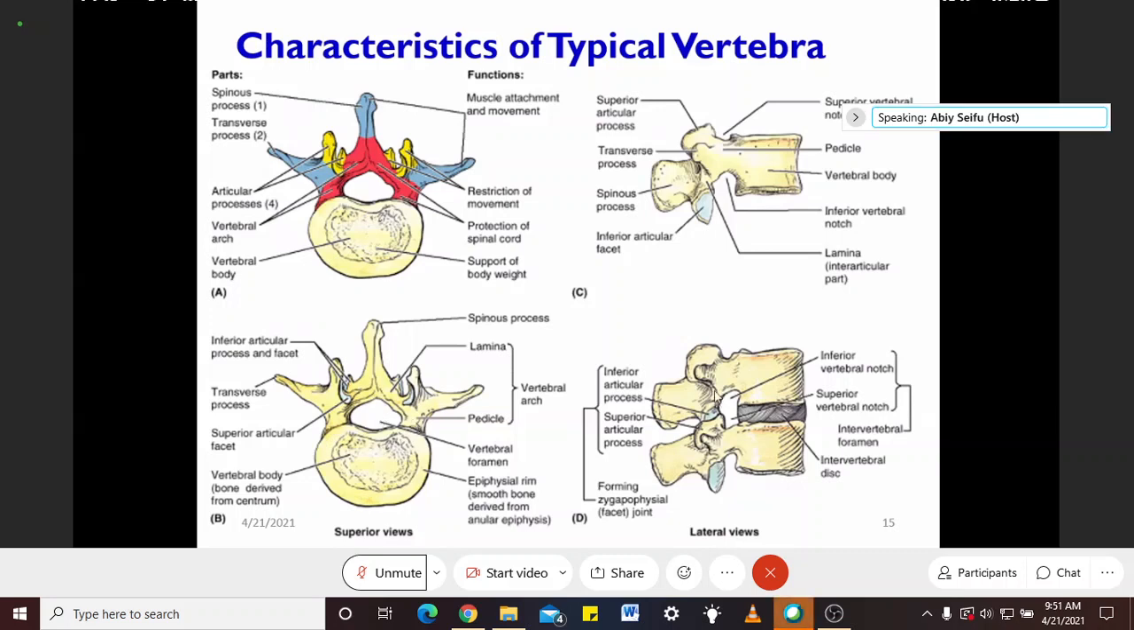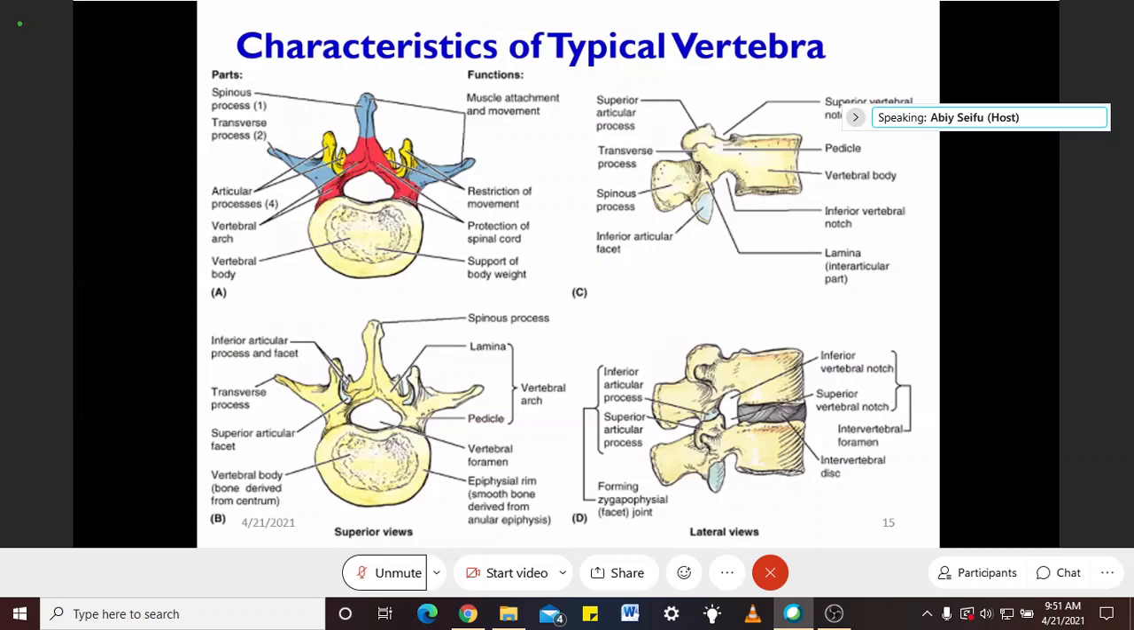The vertebral canal is formed by the junction of two or more vertebrae. Look, this one shows the parts of the vertebra and their functions. For instance, the spinous process, the articular process, and the transverse process. For instance, the spinous process and the transverse process are used for the attachment of muscles, and serve as levers for movement.